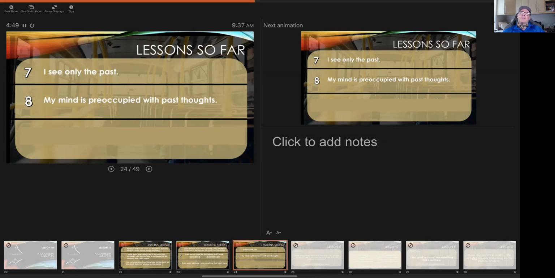Lesson number 8 was this one. "My mind is preoccupied with past thoughts." What we talked about in that lesson just yesterday was that only from your past can you have thoughts, because that's where your context is, right? So it's always from the past. Any thought you have comes from the past if you put any sort of filter on it, because that's the experiences that led up to what it is you say this is.